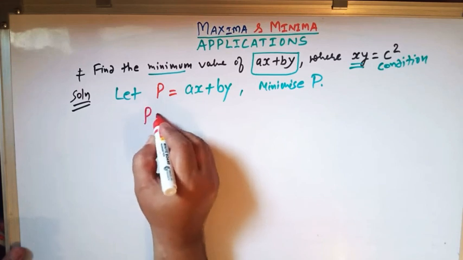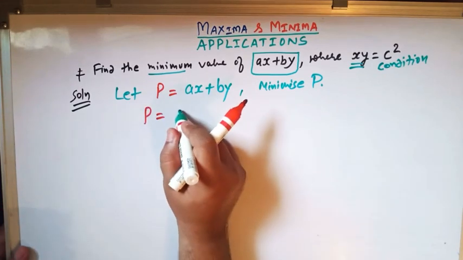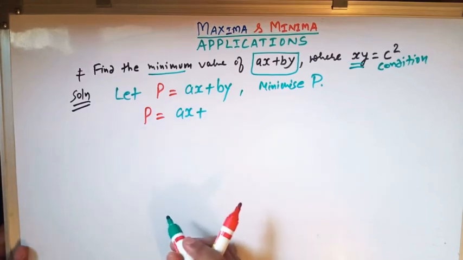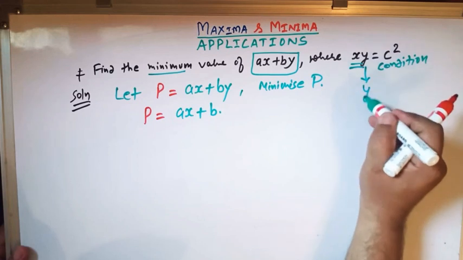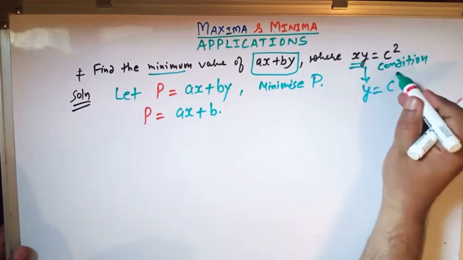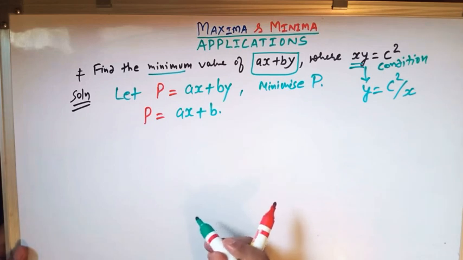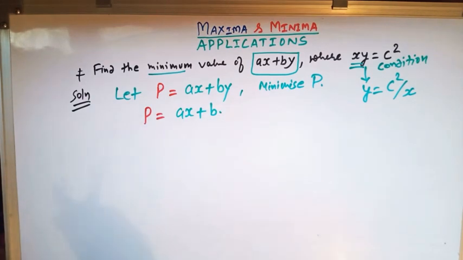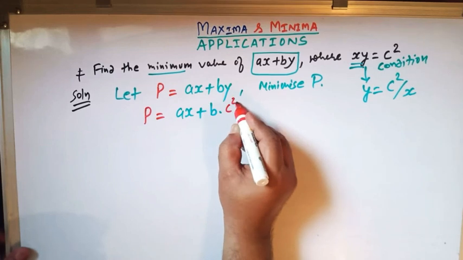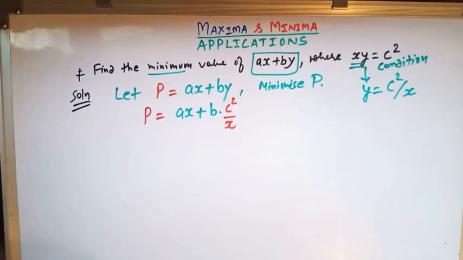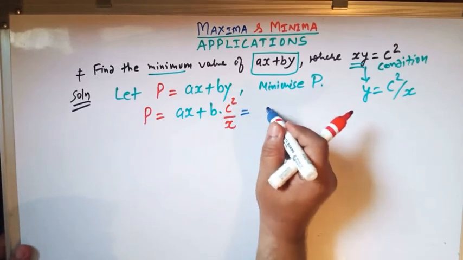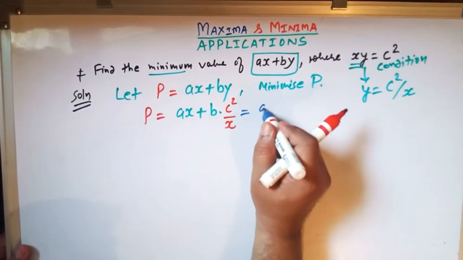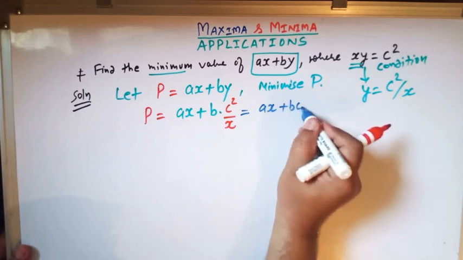So P can be written as ax plus b, and let us take the value of y from this expression. So y is c square over x. Clear? And substitute it here. So here we substitute c square over x. Let us write it in a simplified manner. This is ax plus bc square over x.